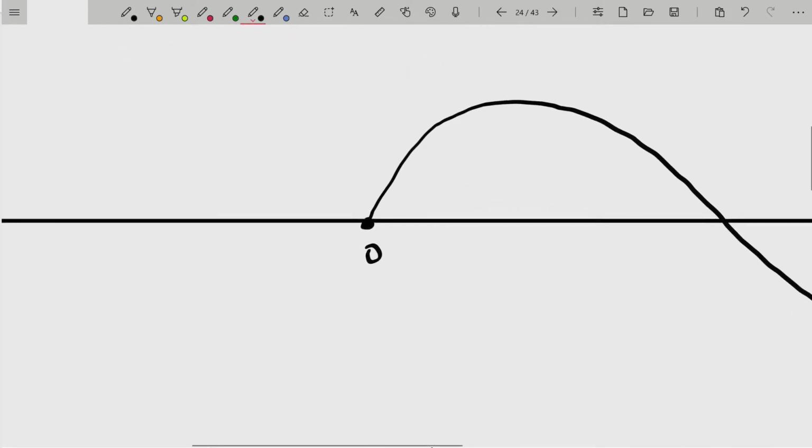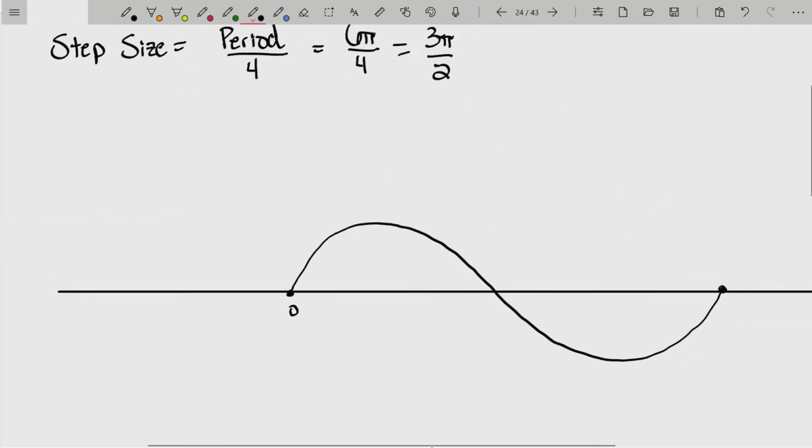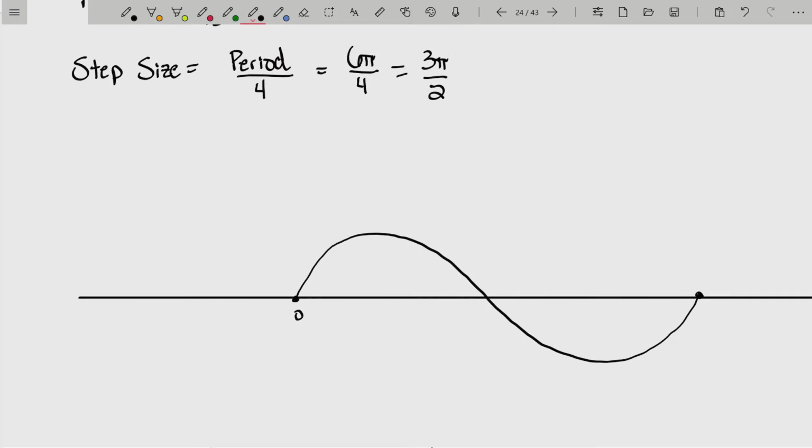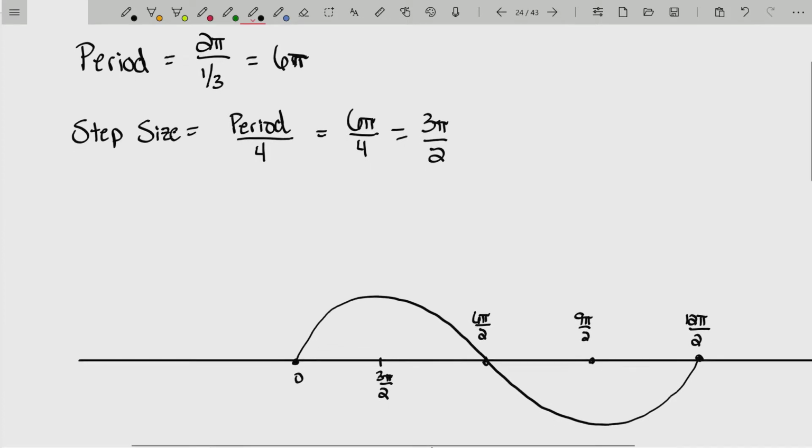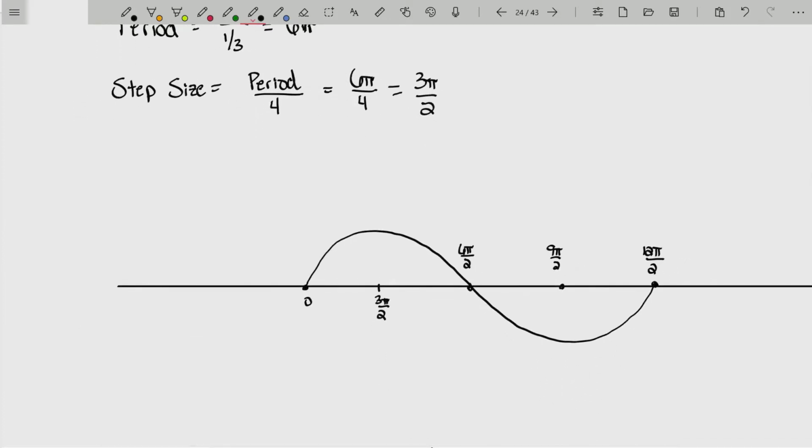I start at the initial value, which for now is just going to be 0. And I go by the step size. I'm going to add 3 pi over 2 to get to this point. The next critical number or key point will occur at another 3 pi over 2, which is 6 pi over 2 now. And then you add another 3 pi over 2 to get to the next key point. And then finally, the last 3 pi over 2 that you're adding, you get to the final key point. By the way, 12 pi over 2 is 6 pi. We went from 0 to 6 pi. That's actually the full period of the sine curve.